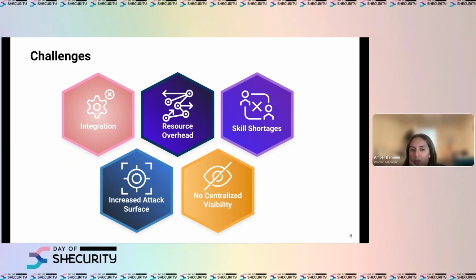And then the last two, maybe surprising, but maybe not surprising: more tools means an increased attack surface, right? And you see this when you're doing security reviews for new initiatives within an organization, or even security reviews for renewals or new tools that you might be bringing in.